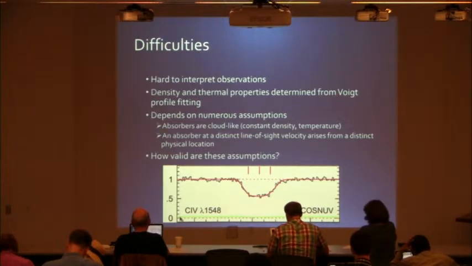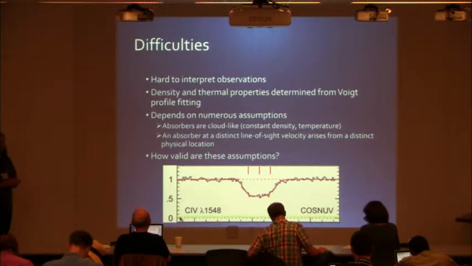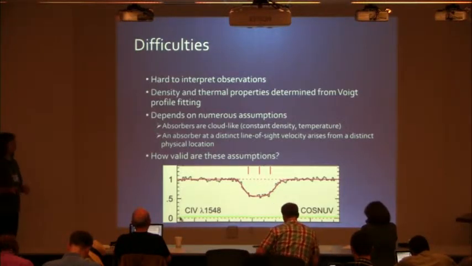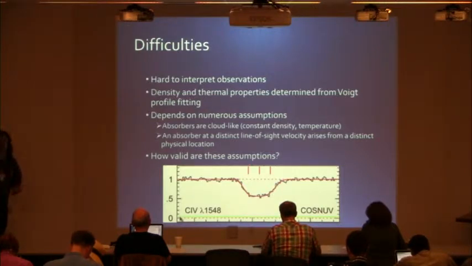If you want to get thermal properties of the gas, densities of the gas, a very common technique is to use Voigt profile fitting. This has some inherent assumptions built into it. Mostly that the absorbers that you are seeing are cloud-like, meaning that they have constant density, constant temperature, and are spatially coherent. This also assumes that somewhere along your line of sight, in your spectra, a line of sight velocity corresponds to a distinct physical location. And when you do a Voigt profile fit, you get something like what we have at the bottom here, where it's a Voigt profile fit to a carbon-4 line. And you'll determine that there are probably 3 components.